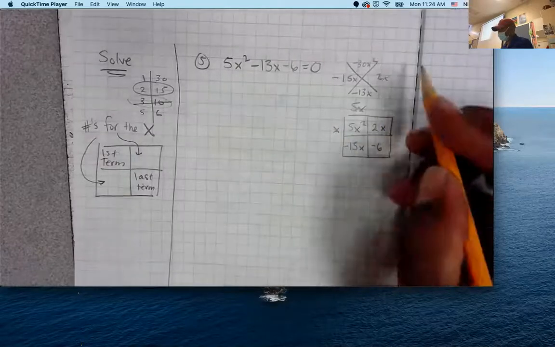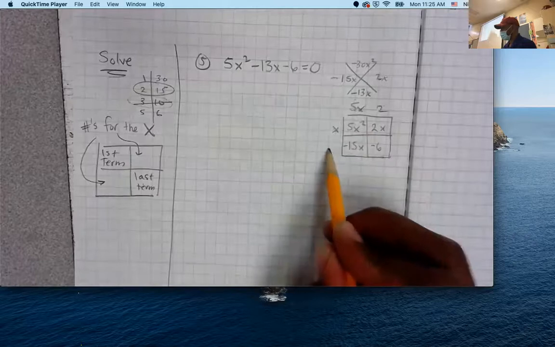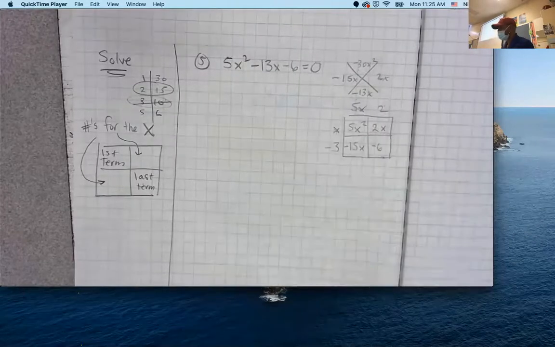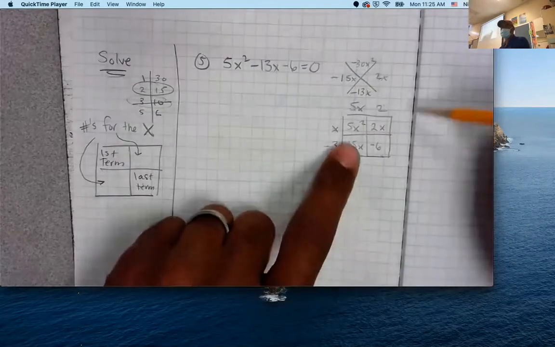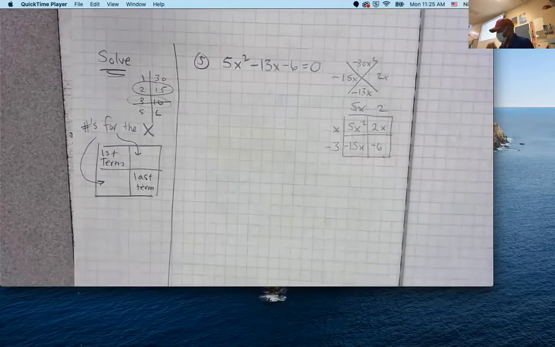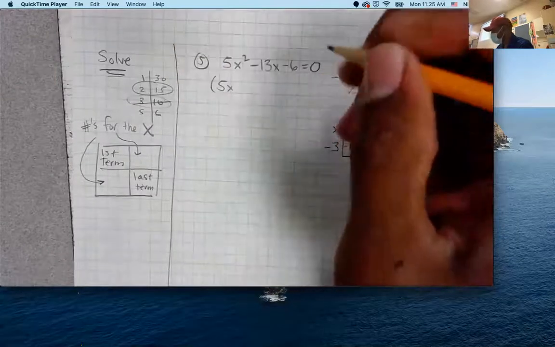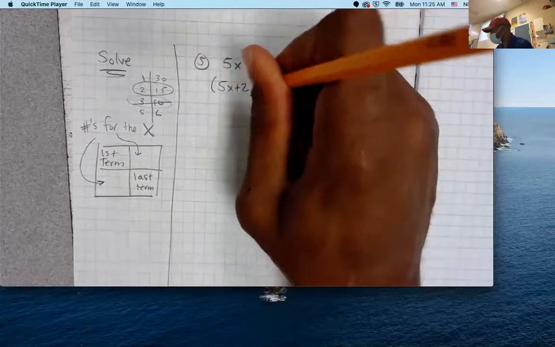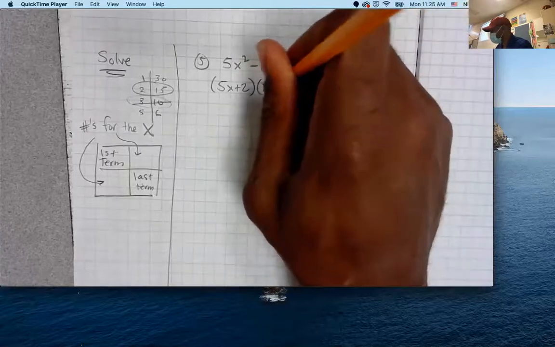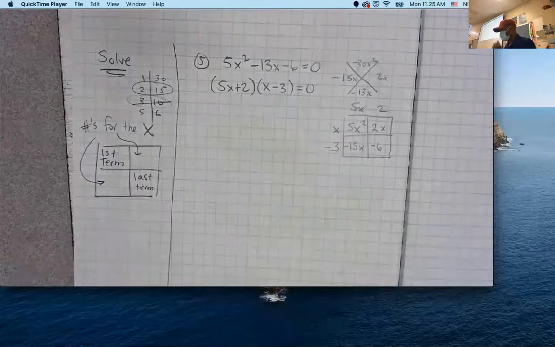Okay, so now I just fill in the rest. x times 2 is 2x. And then 5x times -3 is -15x. And then double check, does -3 times 2 equal -6? We're good, so it works. All right, so that is your factors, but that is not your answer because it asks you to solve. So you have to go one step further.